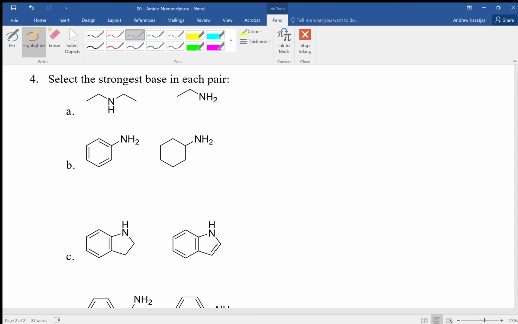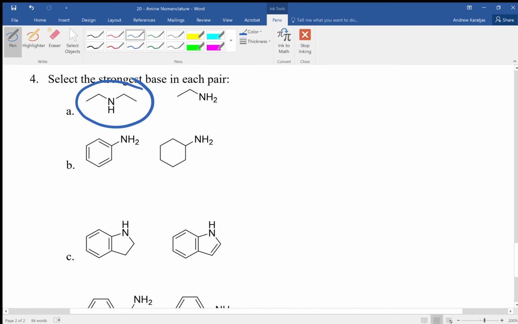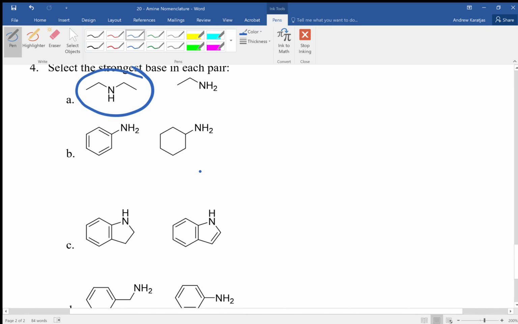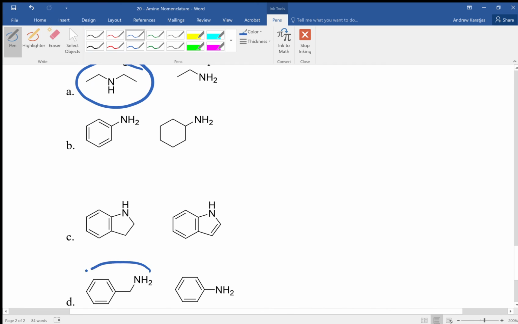Finally, in question 4, strongest base in each pair. Part A, it's the one with 2 ethyl groups. Remember, when we're talking about acids, electron withdrawing groups give us stronger acids. So with bases, it's the opposite. Electron donating groups give us stronger bases. And so same thing in part D, extra carbons, more donation, stronger base.